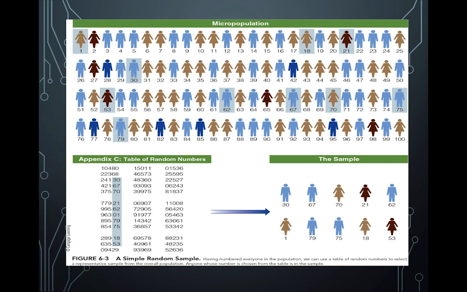So here's an example from the text. We have a bunch of people, little figures up there, males and females, I take it, and numbers are assigned to them. And then there's some kind of process that selects them. Here it's a table, and however they generate that. And then you come out with a list of 10 people that are in the sample, and you can see their numbers there.